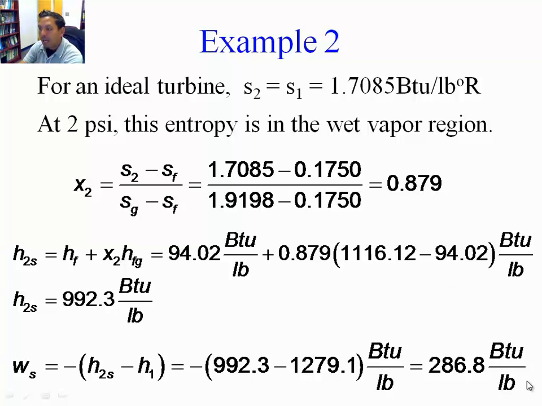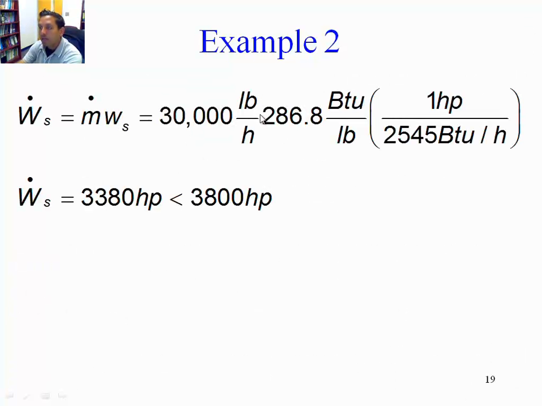Then we can multiply that by the mass flow rate of 30,000 pounds per hour, and we'll find so many BTU per hour. That's units of power. We can transform BTU per hour to horsepower. 1 horsepower is 2,545 BTU per hour. That is just a unit conversion. And then we find that the work, ideally, that this turbine will produce is 3,380 horsepower. Well, if we compare that to the power that was claimed by whoever measured the power on this turbine, which is 3,800, that would be impossible.